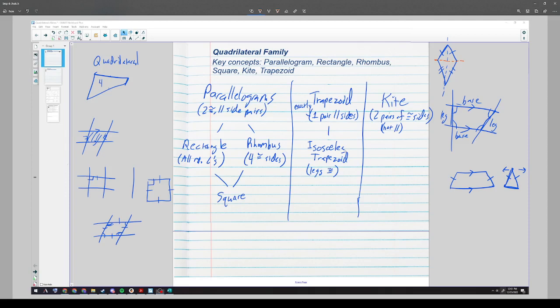So if we fold it over this blue diagonal, we will have line symmetry. But if we fold it over the orange one, we wouldn't. So we have line symmetry over one diagonal, and that's a feature of a kite.